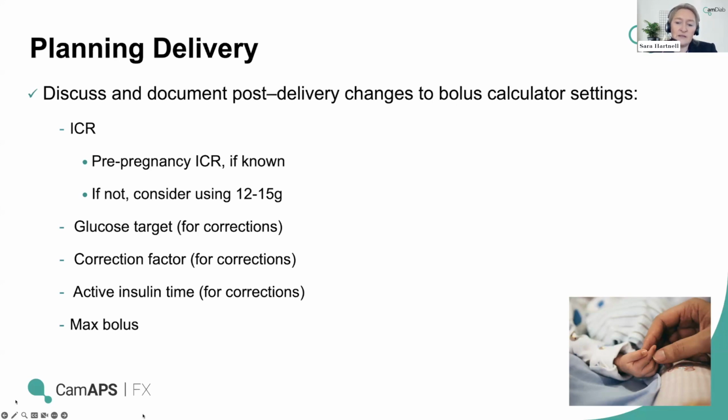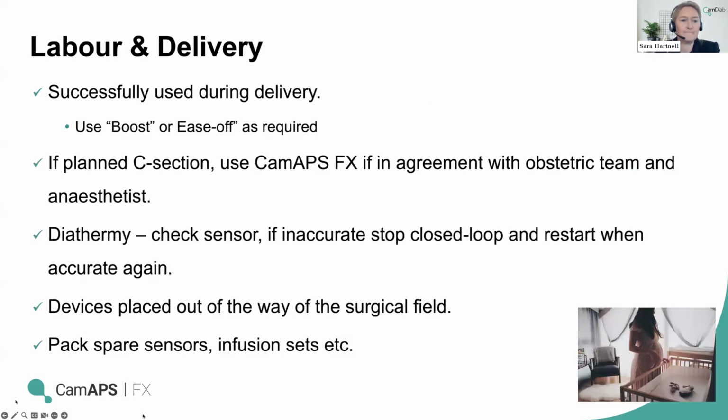So in terms of insulin carb ratios, if the pre-pregnancy ones were known and remembered, then they can be programmed. Otherwise, just between 12 and 15 grams. It's just something safe to start off with, and then you can work from there. We also need to amend the glucose target for corrections, just to be a bit less tight. The correction factor and the active insulin time, because all those things come into account when it's just for corrections, although the algorithm doesn't take them into account at the time. And you might also want to reduce down the max bolus in the pump for safety.